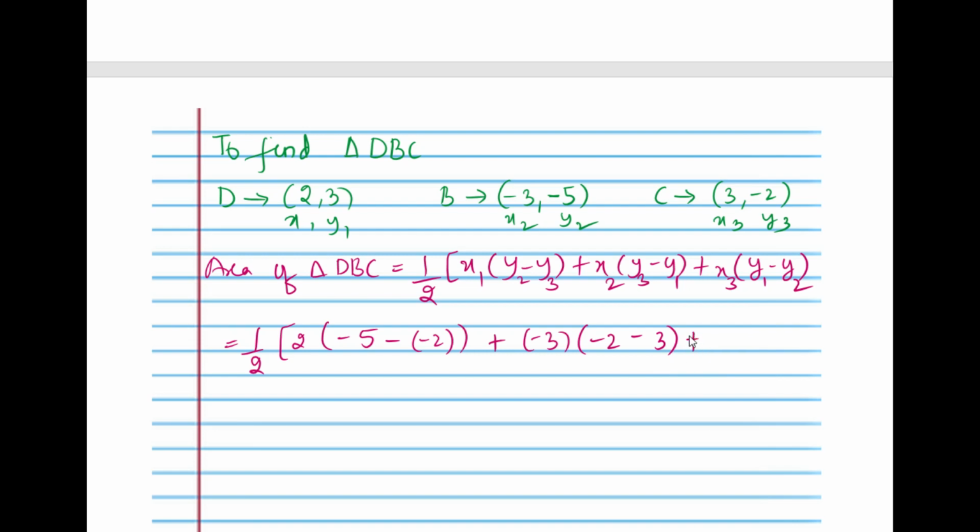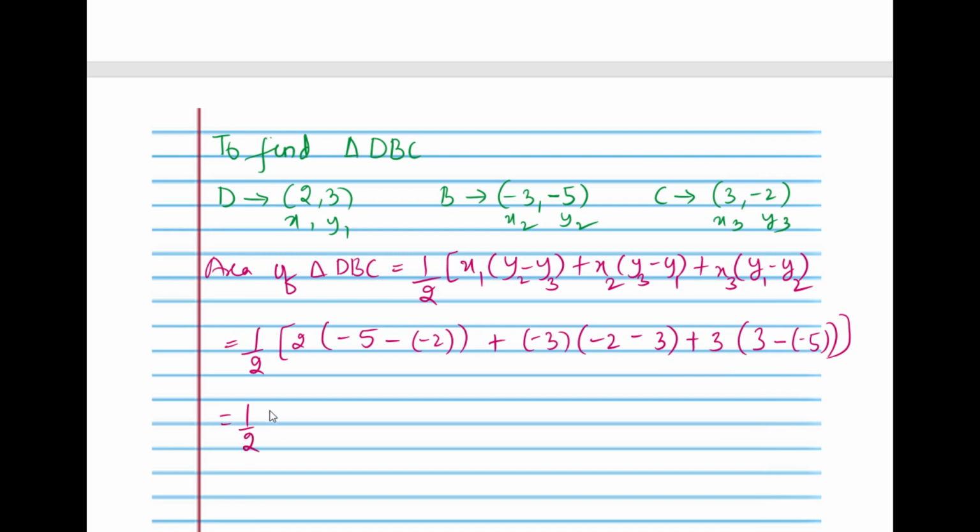Students, you should be very careful while substituting the values of x1, y1, x2, y2 and x3, y3. If you substitute any coordinate wrong, you will not get the answer. What is x3 now? X is 3, y1 is 3 minus y2 is minus 5, minus of minus 5.